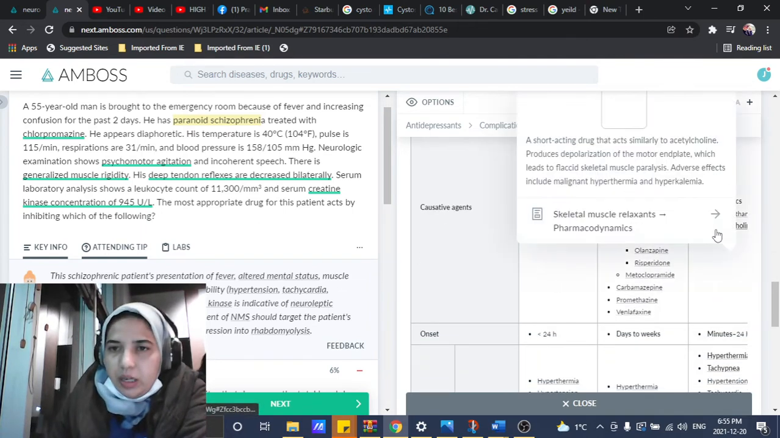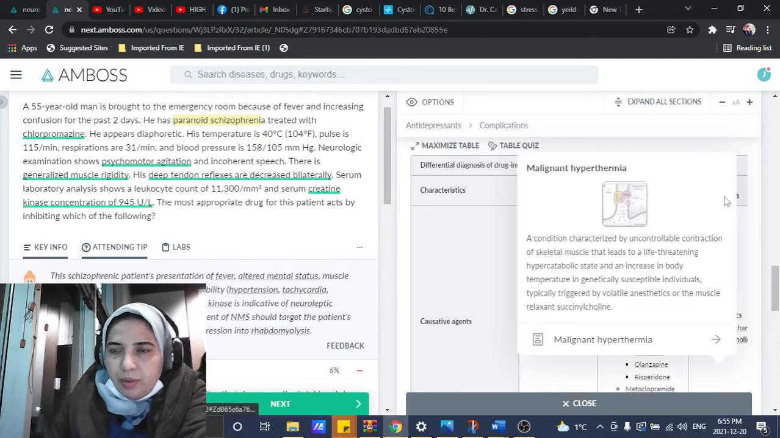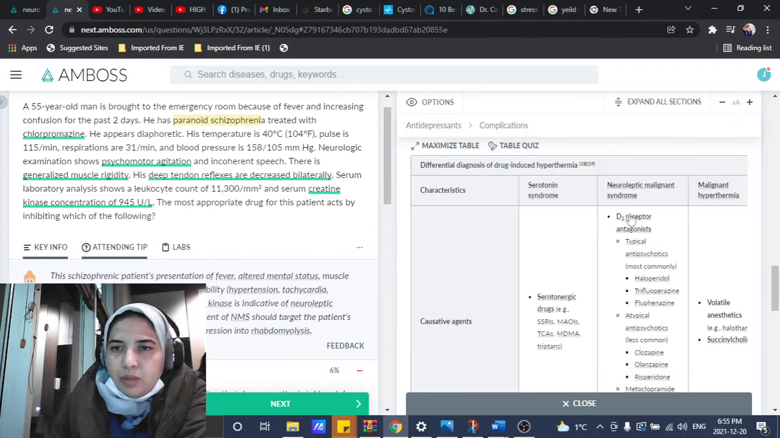So succinylcholine, I believe dantrolene works for both as well. So malignant hyperthermia, dantrolene is the treatment, as well as for neuroleptic malignant syndrome. And cyproheptadine is what's used for serotonin syndrome.